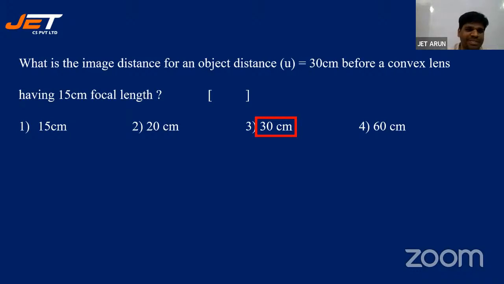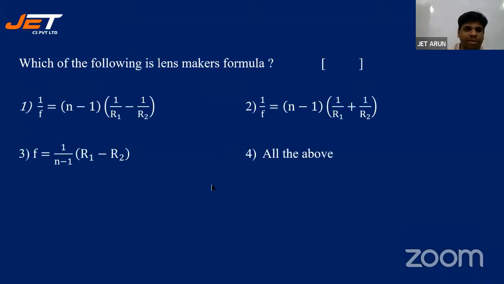Good, good. So many yeses. All right, let's look at the next one. Which of the following is called lens maker's formula? There are 3 formulae here. Lens maker's formula AD.